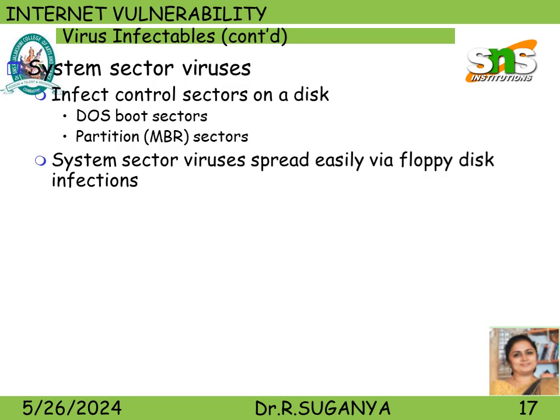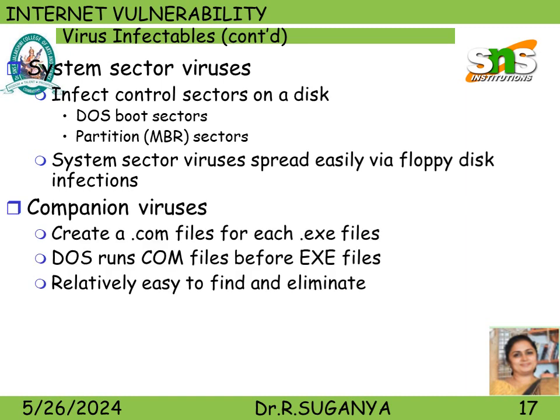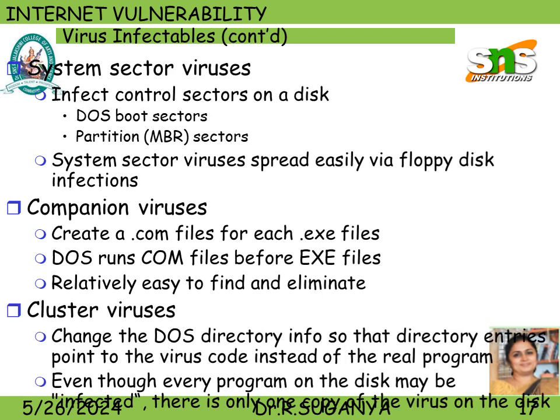System sector viruses infect control sectors on a disk, such as DOS boot sectors and partition MBR sectors. System sector viruses spread easily via floppy disk infection. Companion viruses create a .com file for each .exe file. DOS runs COM files before exe files. They are relatively easy to find and eliminate.